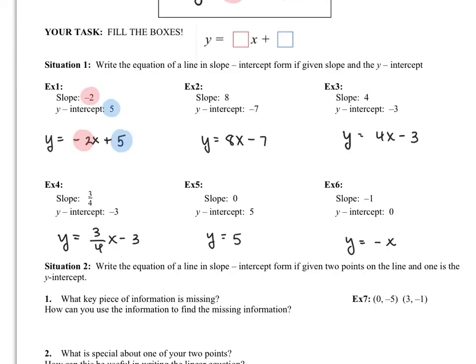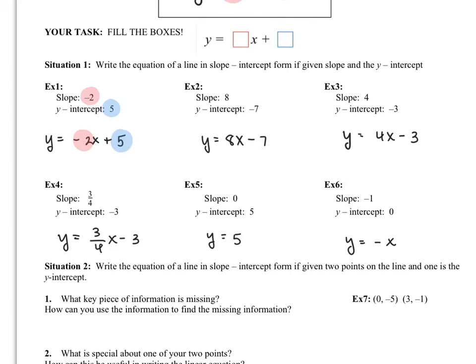So for example 2, I've got a slope of 8 and a y-intercept of negative 7. It's also possible to write, anytime you see a minus, plus negative, and that would be fine as well. But the cleanest version would be y equals 8x minus 7. For example 3, y equals 4x minus 3. And for example 4, y equals 3/4 x minus 3.